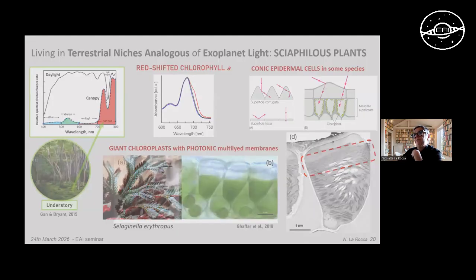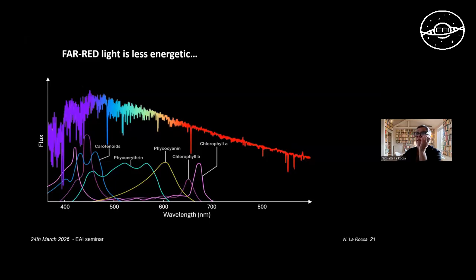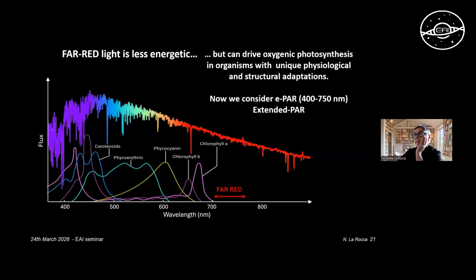So at the end, infrared light is less energetic, but can drive oxygenic photosynthesis in organisms with unique physiological and structural adaptations. Now, in the book, we speak about extended power, and we consider the photosynthetically active radiation from 400 to 750 or 780 nanometers.